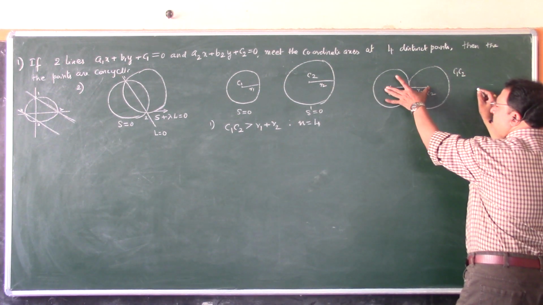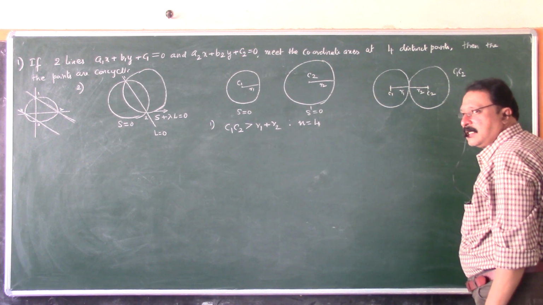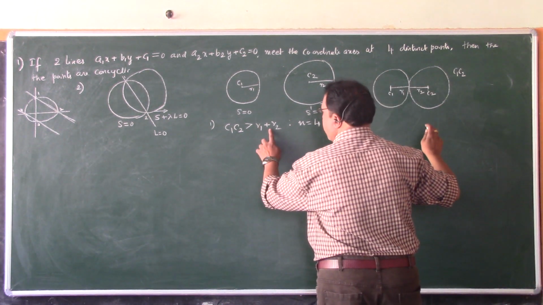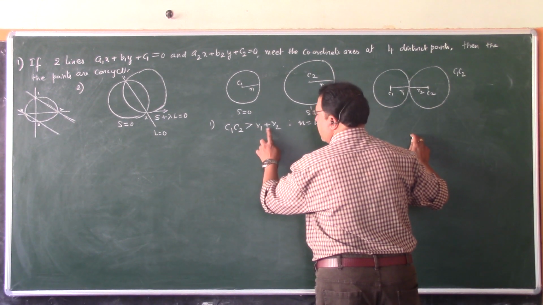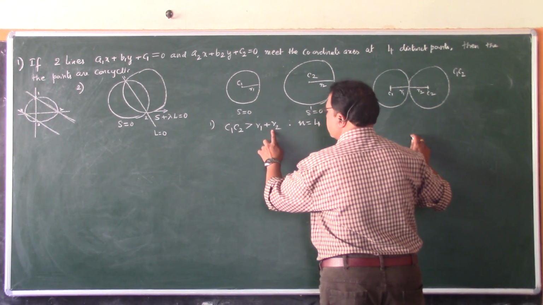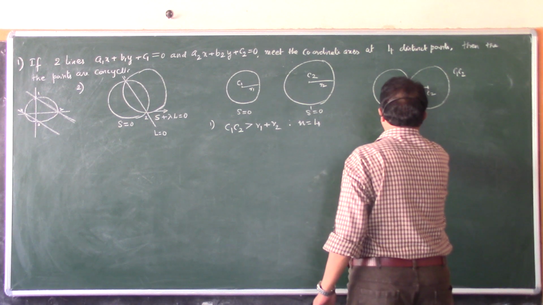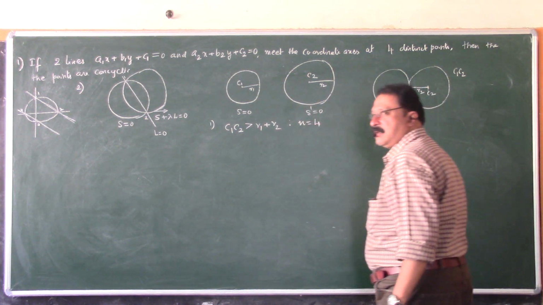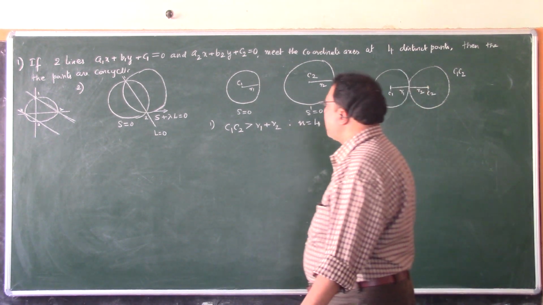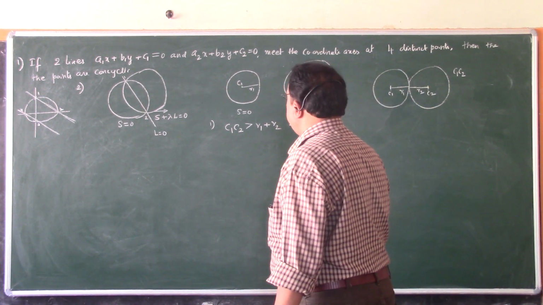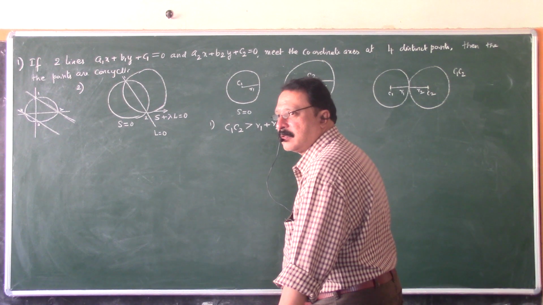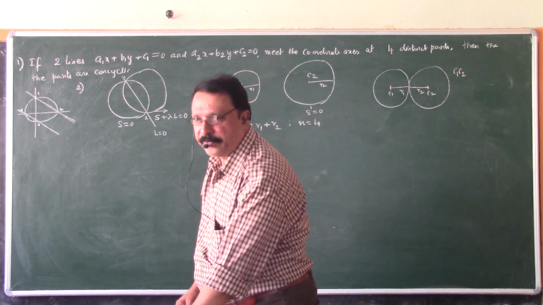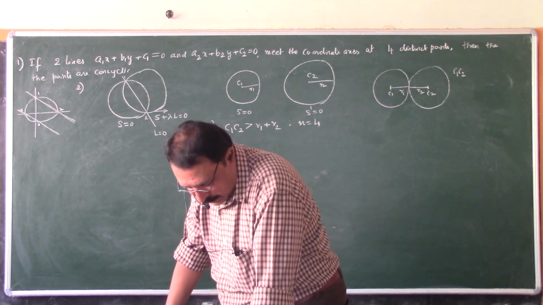Distance between the centers is greater than the sum of the radii. This is R1 plus R2. If C1, C2 is greater than R1 plus R2, then how many common tangents can these circles have? How many common tangents? 4. 4 common tangents the circles can have.